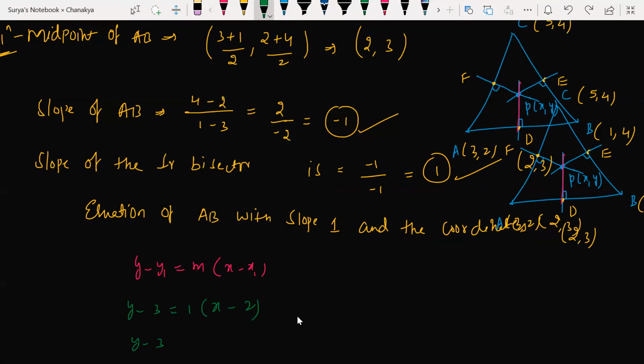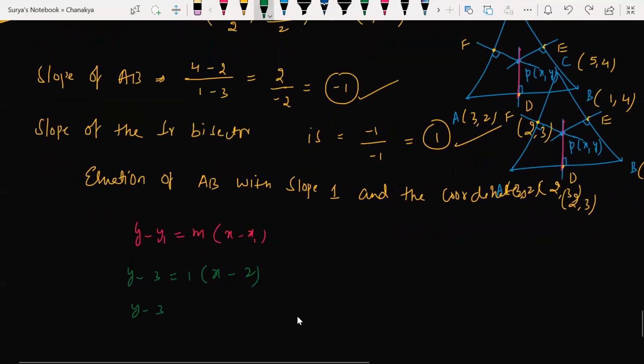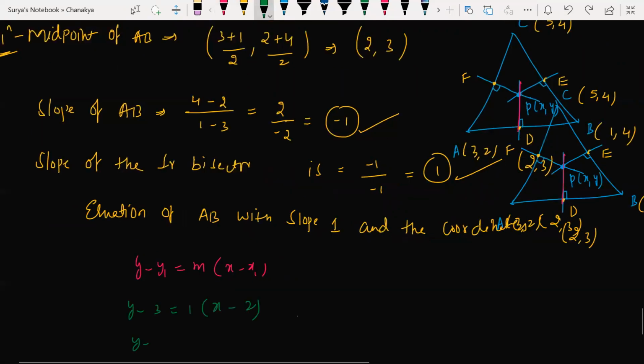Oh, it became clumsy, right? Another triangle has been drawn. Let me erase this then.